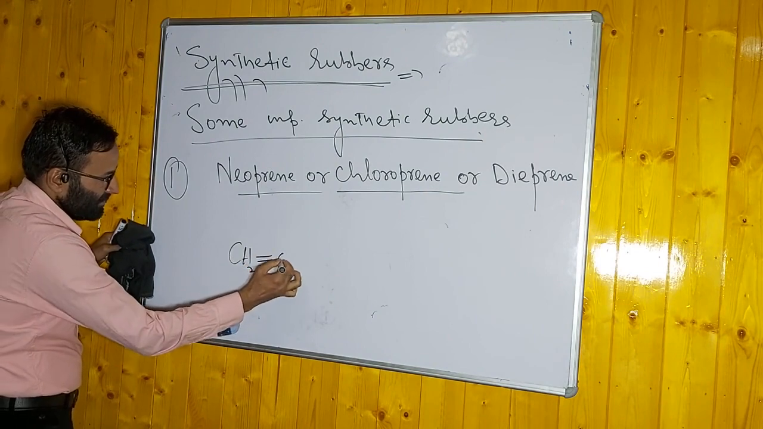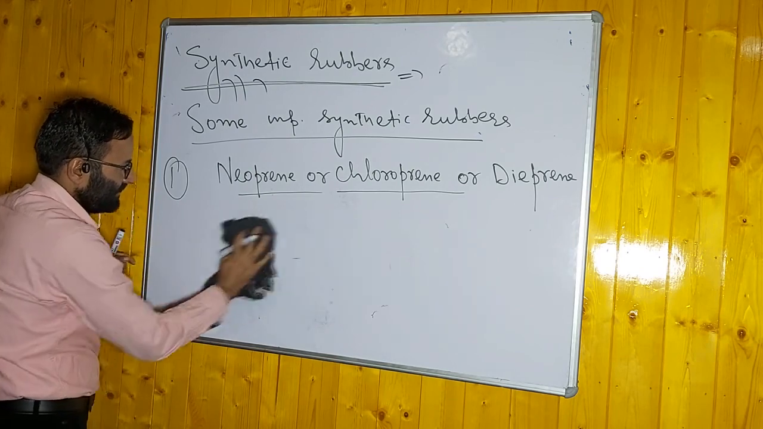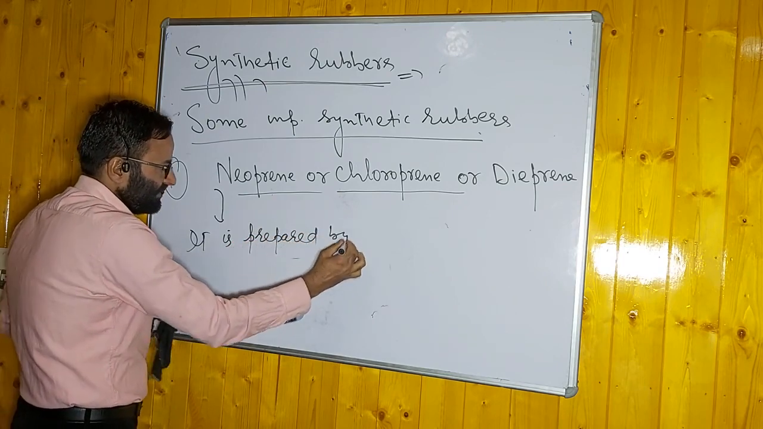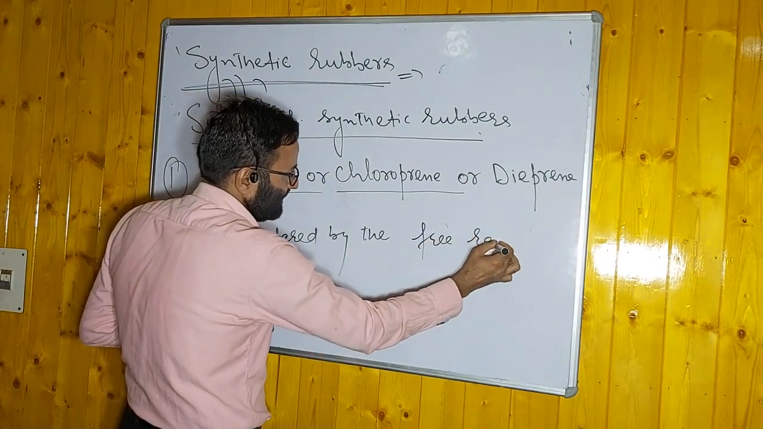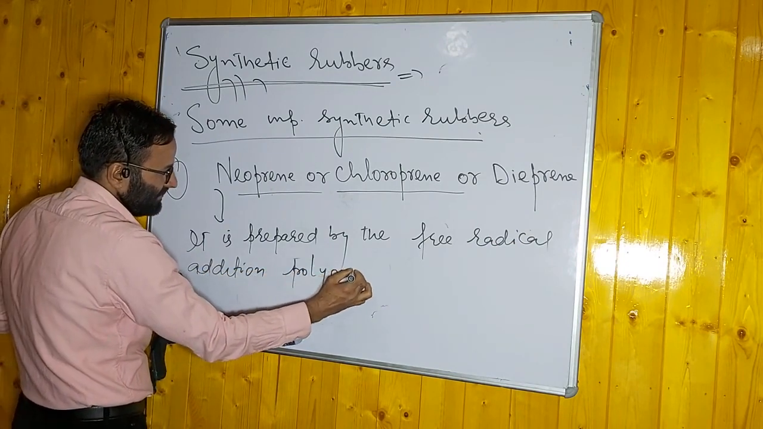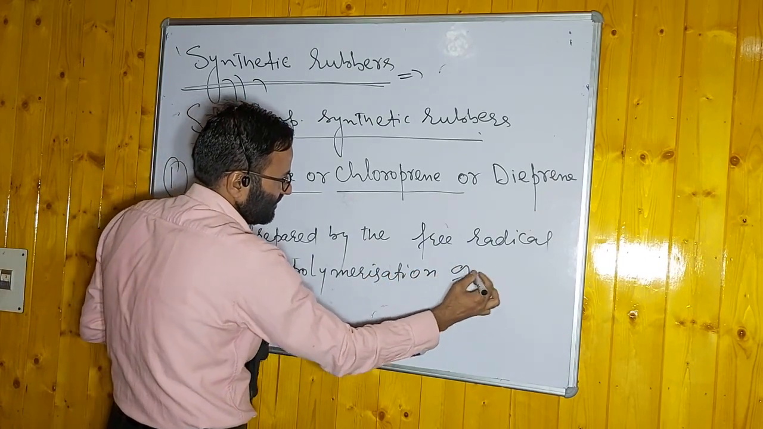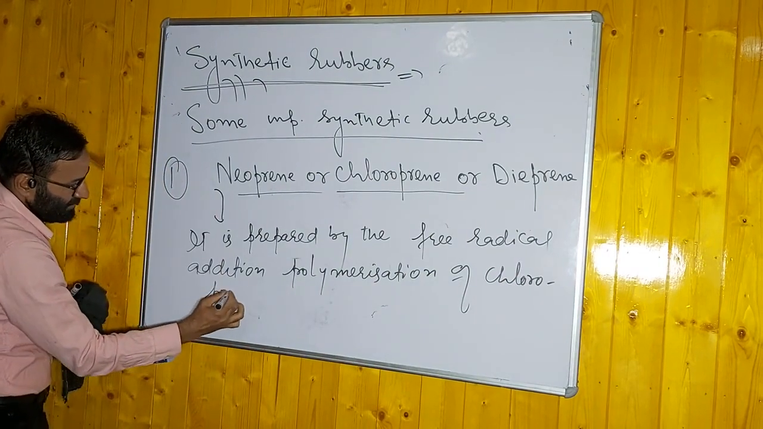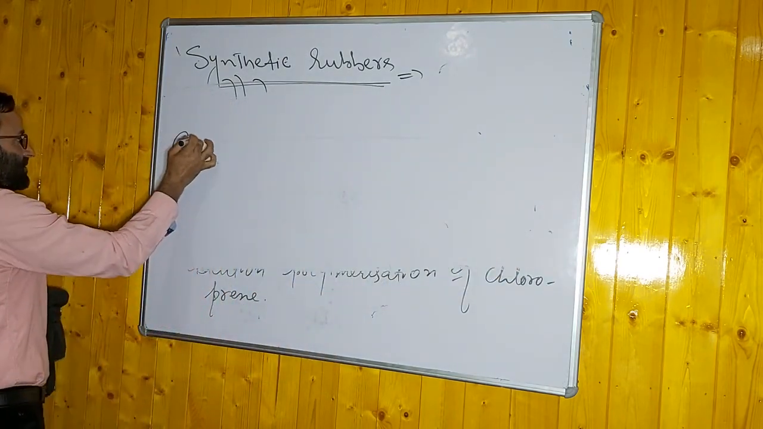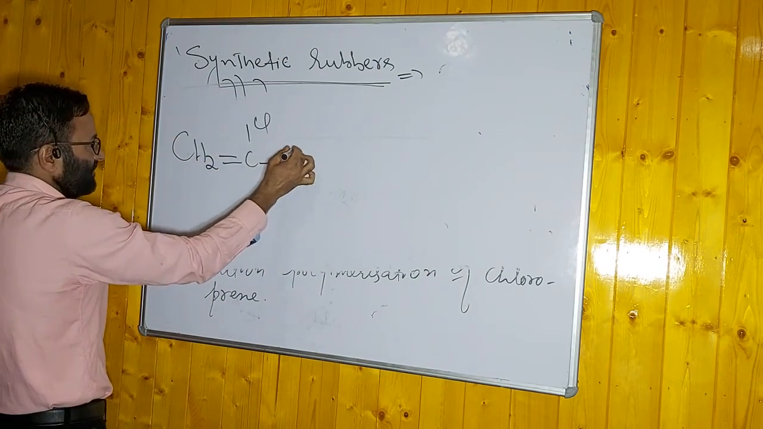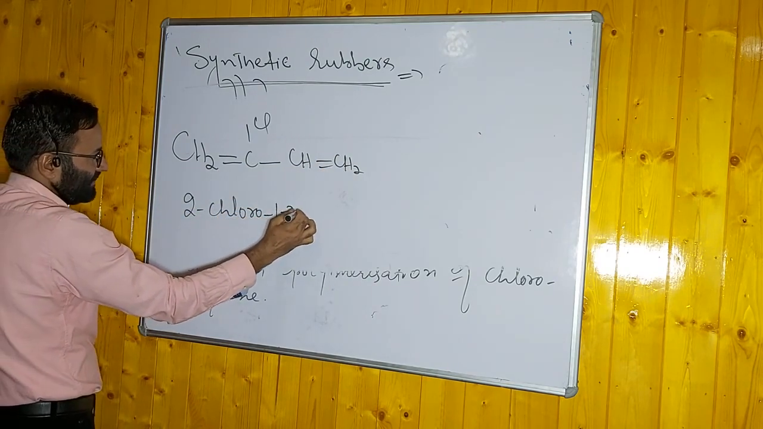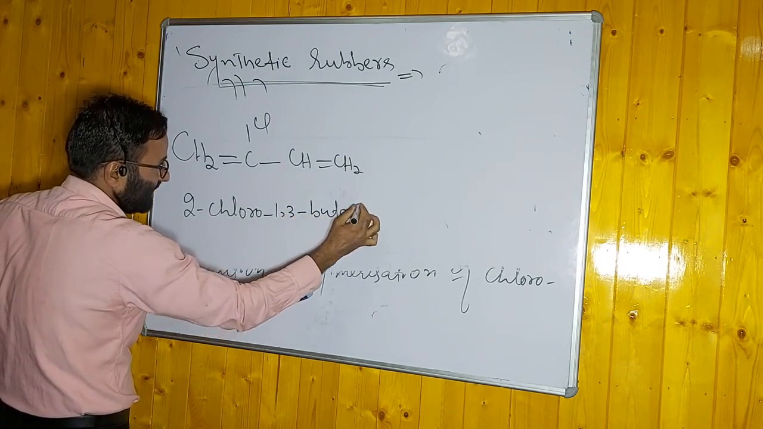It is 2-chloro-1,3-butadiene. How can you prepare it? It is prepared by the free radical addition polymerization of chloroprene. This is chloroprene, CH2 double bond CCl, then CH double bond CH2. This is 2-chloro-1,3-butadiene. It means that it is a derivative of butadiene.